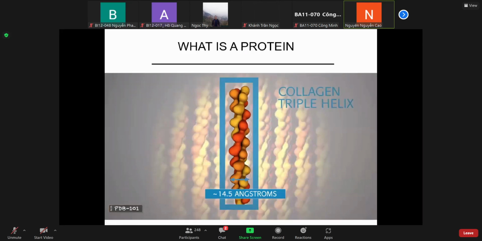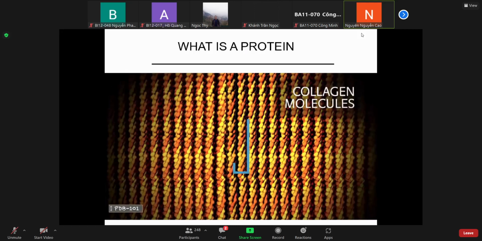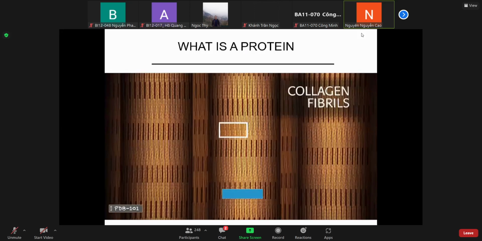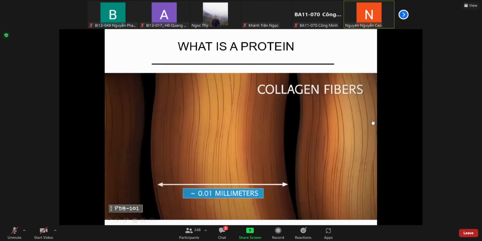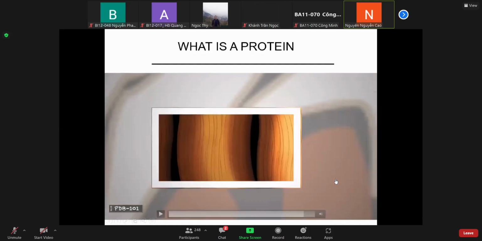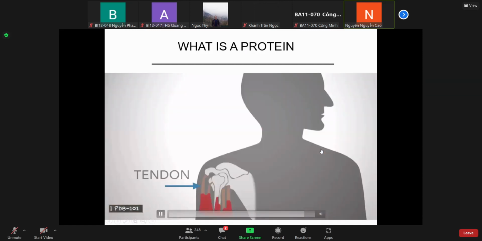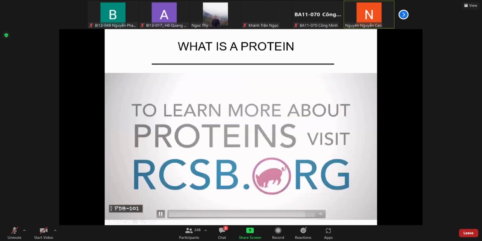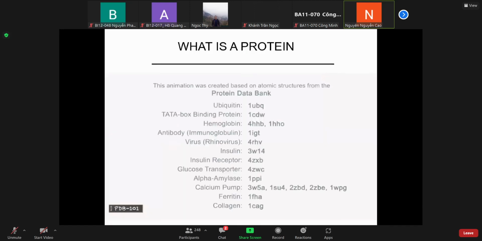Collagen forms a strong triple helix that is used throughout the body for structural support. Collagen molecules can form elongated fibrils, which aggregate to form collagen fibers. This type of collagen is abundant in skin and tendons. Learn more about the functions and 3D structures of proteins and other molecular machines at the RCSB Protein Databank.